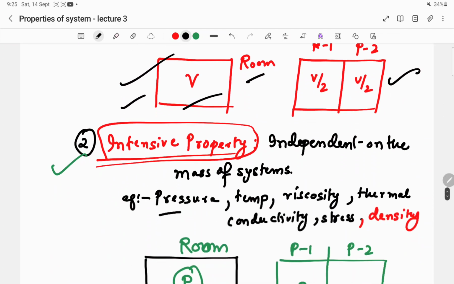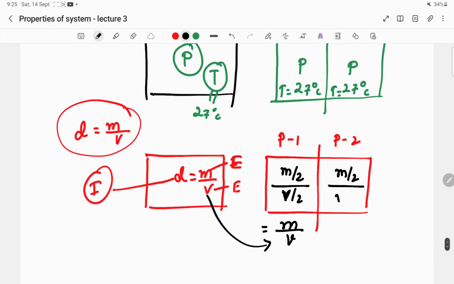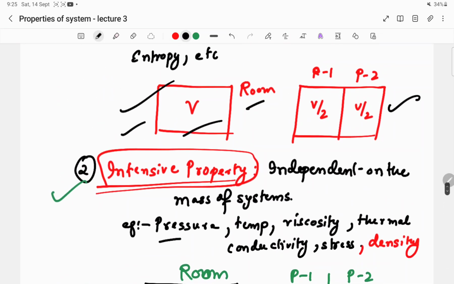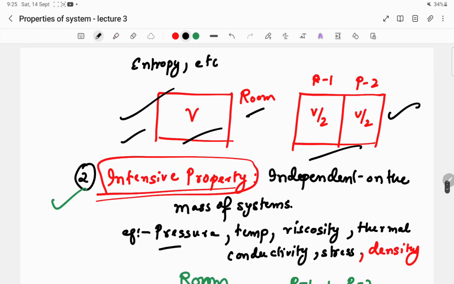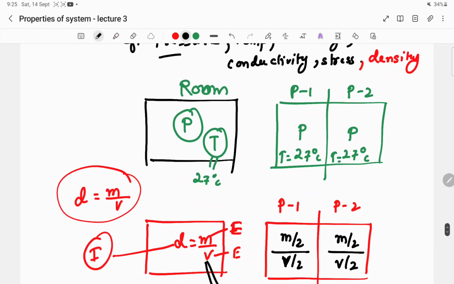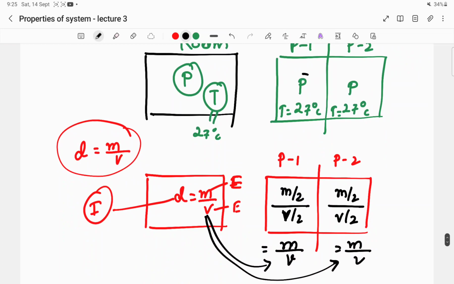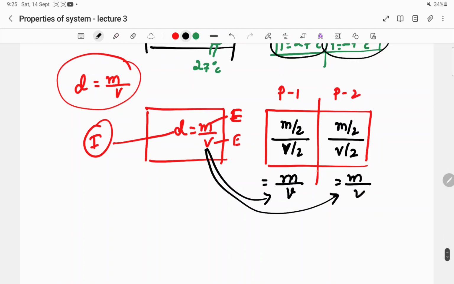See, v by 2 and v by 2. So it will be m by 2 and v by 2, so it will also come as m by v. As you can see, it is not divided like this one, v by 2 and v by 2, but it is something like the pressure remains p in both the parts and temperature remains T in both the parts. Here also you can see the density, that is mass per unit volume. In part 1 of the container it is m by v, and in part 2 it is also m by v.